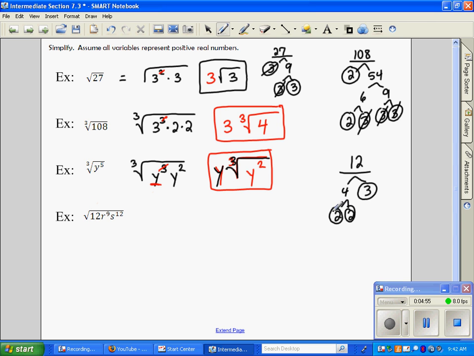So I want to know, can I rewrite anything? I do have 2 of something. I have 2 2's. So I want to rewrite my 2 squared, that takes care of these two, and I have a 3. Okay, now we're going to work with our variables, and there's a couple of ways to do this as well. I have to account for 9 r's, but I also know that I would like to match my index, write it with an outside number of a 2.